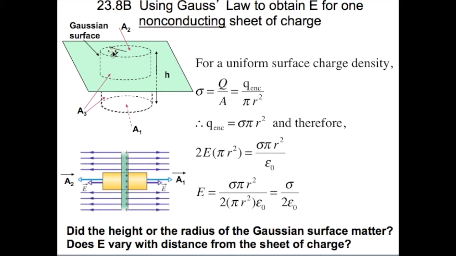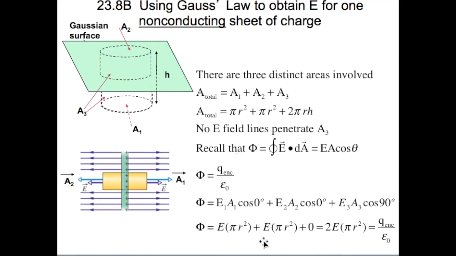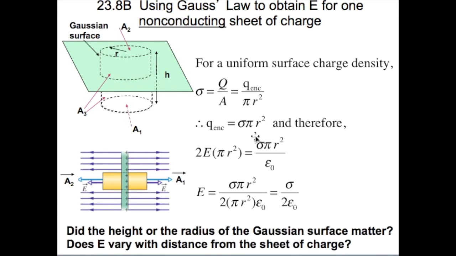So sigma is Q over A, Q enclosed over pi r squared. The area is a circle here, right? And so Q enclosed is sigma pi r squared. That makes sense: the surface charge density times the area. And so we end up with 2E pi r squared. All right, that's what we got from the last thing, what we ended up with down here, right? This is 2E pi r squared, and then that's equal to Q enclosed over epsilon naught. Divide both sides by 2 pi r squared down below. The pi's and the r's cancel out, and you're just left with sigma over 2 epsilon naught.